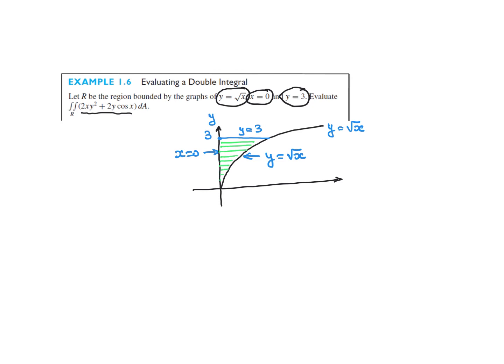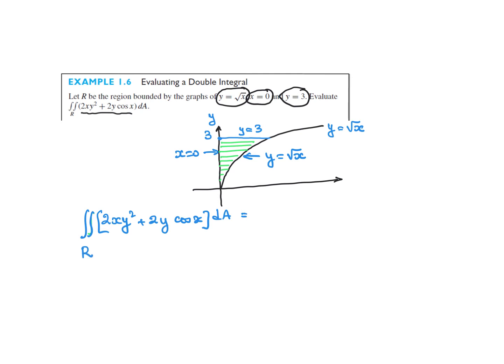and we want to integrate 2x y squared plus 2y cosine x dA over this region R, like this.